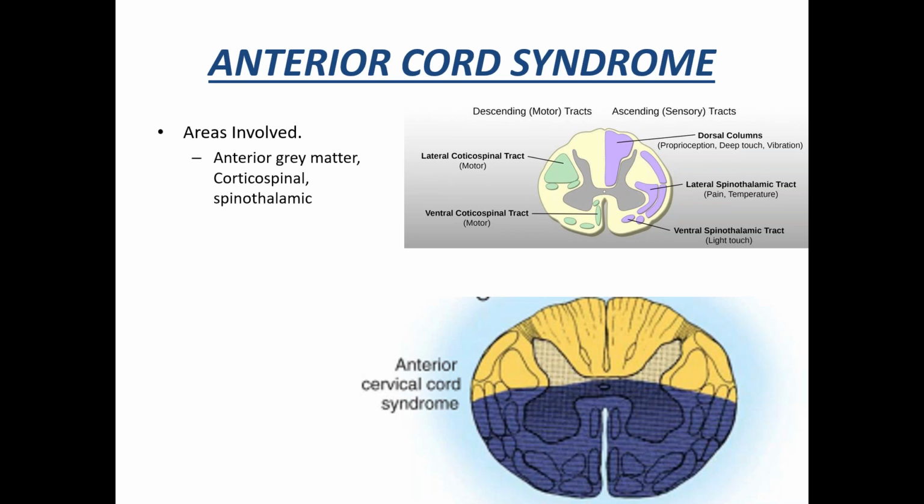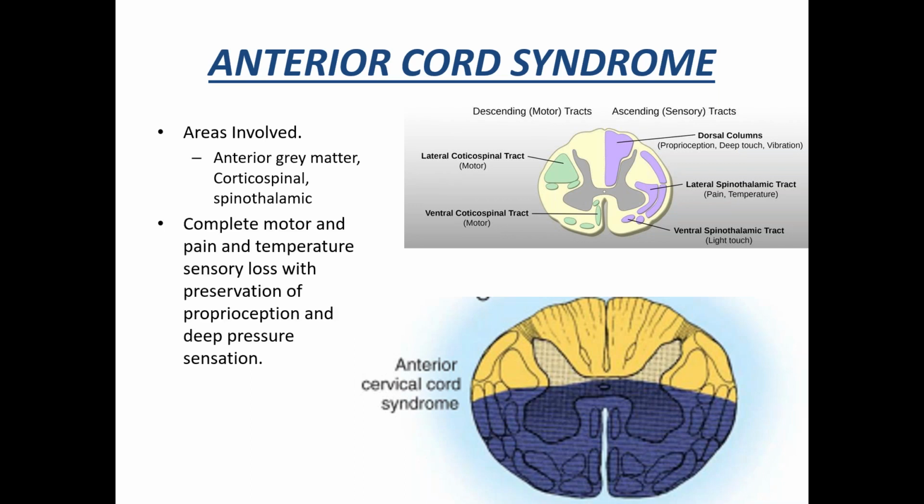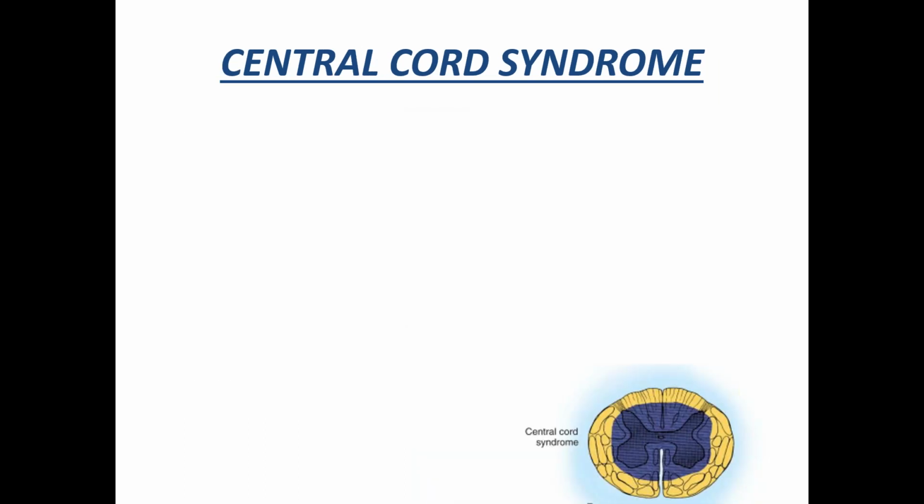So in anterior cord syndrome, areas involved are the anterior gray matter, corticospinal and spinothalamic tracts, with complete motor and pain and temperature sensory loss, with preservation of proprioception and deep pressure sensation. It has poor prognosis. Anterior cervical cord syndrome.